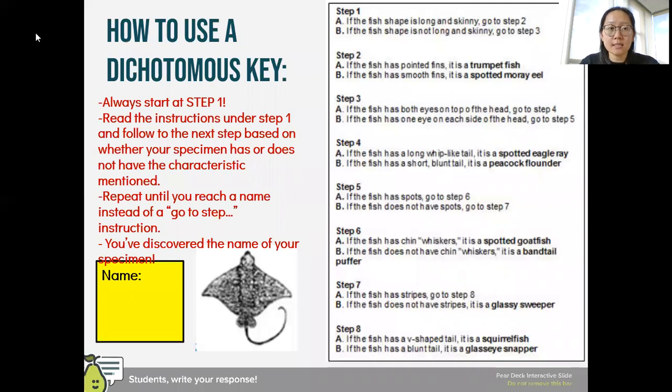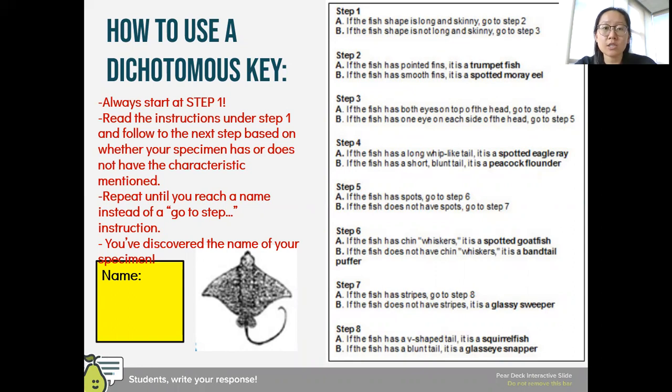Here is a dichotomous key, and you always start at step 1, just like a recipe. You're going to read the instructions under step 1 and follow the next step based on whether or not the specimen that you're referring to has or does not have that characteristic. And you'll repeat that until you go all the way down to the name of the specimen.